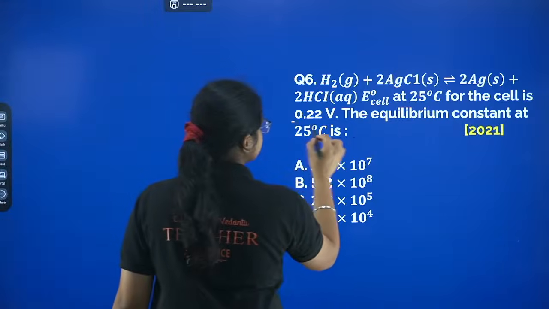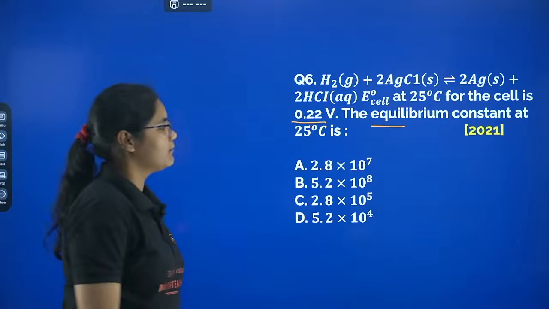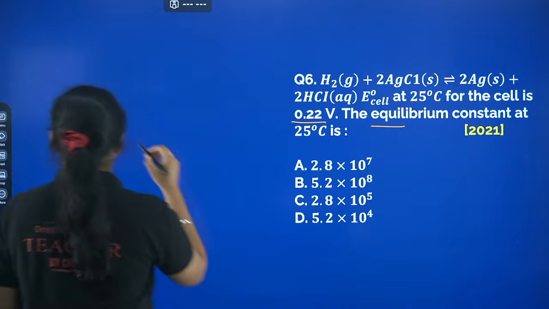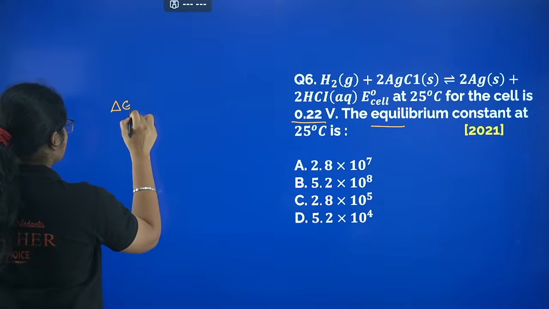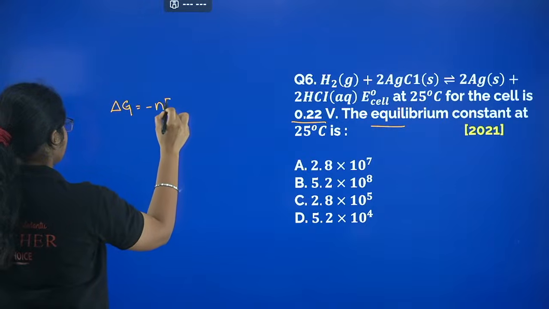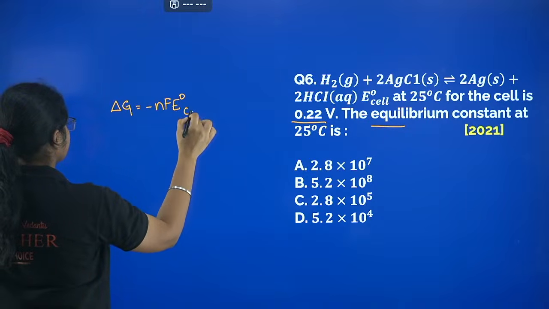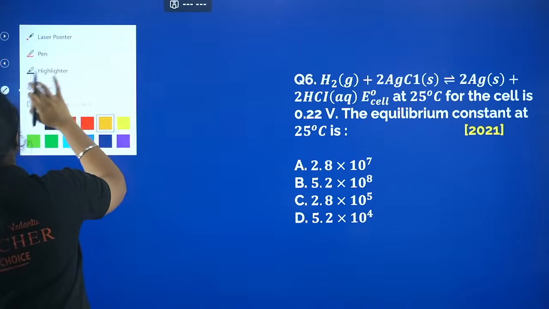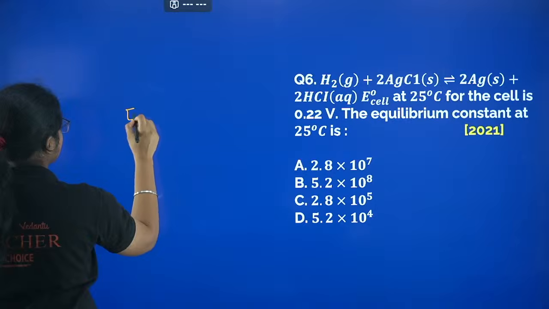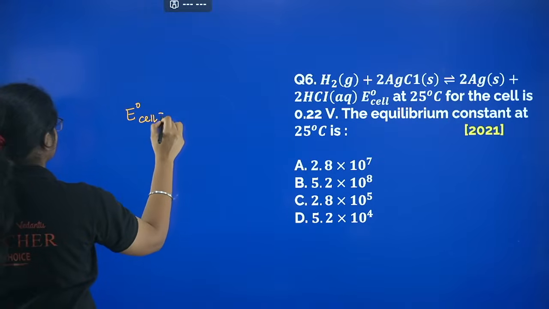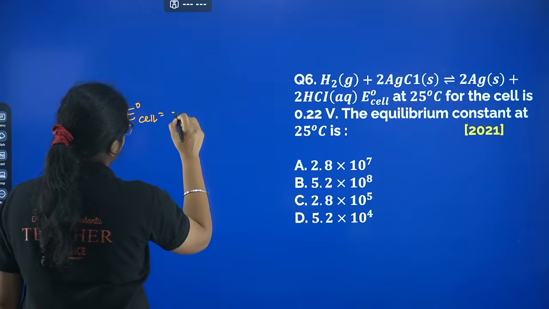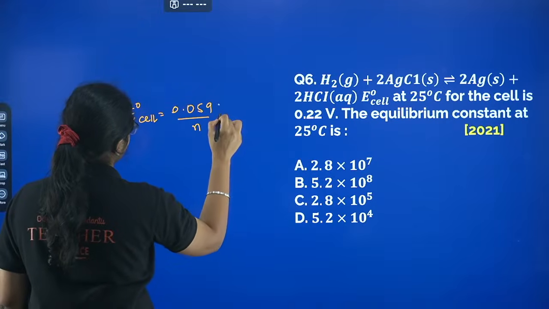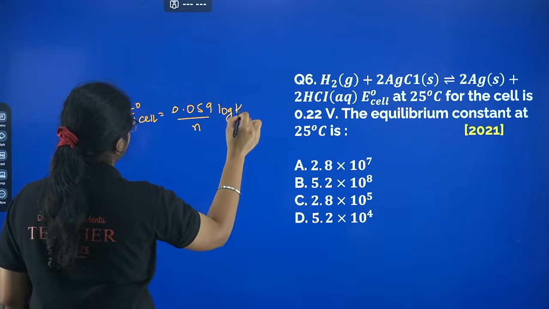E naught of the cell is given. You have to find the equilibrium constant. Can we solve this question? We have the relation, right? Delta G is equal to minus nFE naught of the cell. Sorry, not this one. One second, what is the relation? We have E naught of the cell is equal to 0.059 by n log of K.